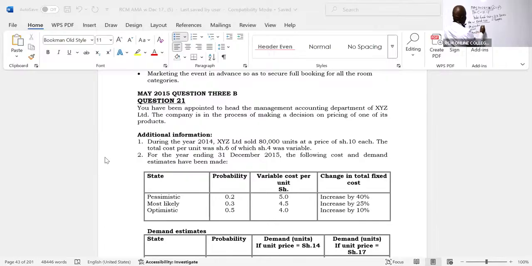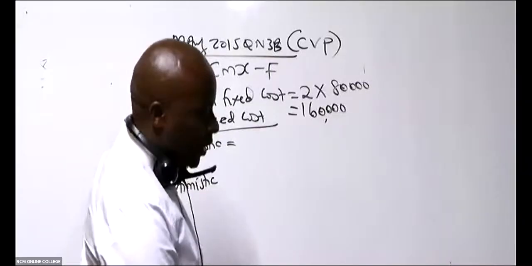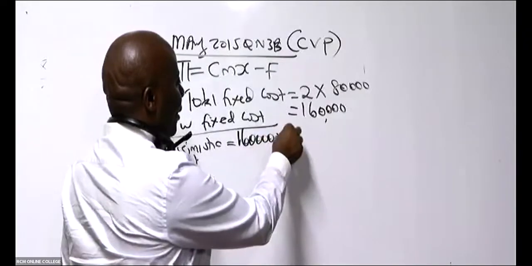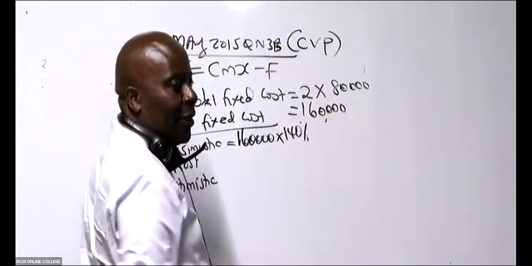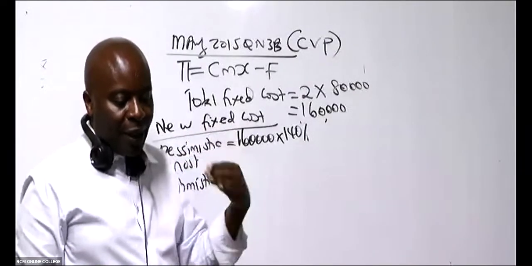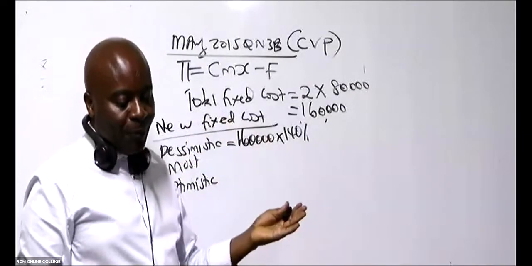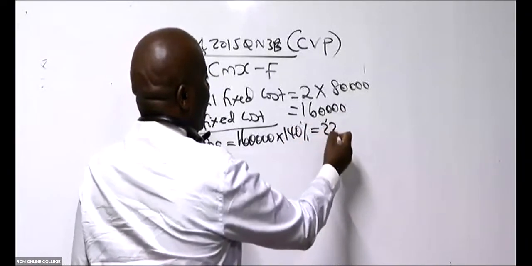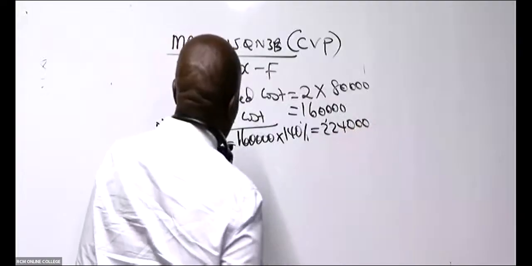What have they told us about pessimistic? That the fixed cost will increase by, are you able to see this column here? Increase by 40%. So that will be 160,000 times 140%, because normally it's 100. If it's going to increase by 40%, you multiply it by 1.4, which is 224,000. Thank you very much.